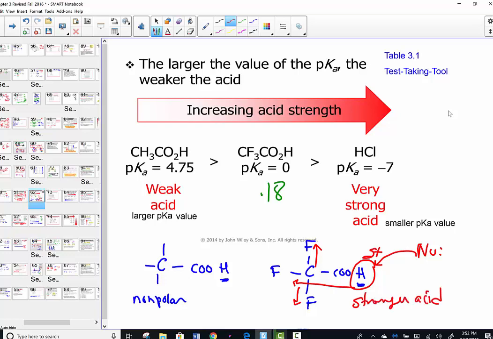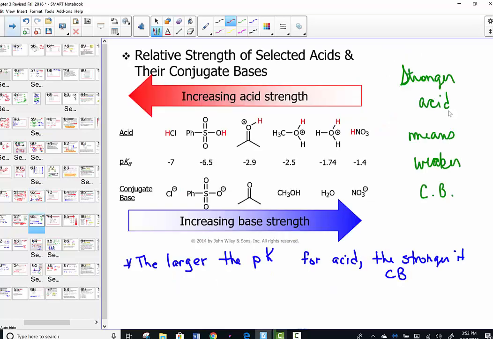Since this is a nonpolar region of the molecule, this is a less positive hydrogen. It's still acidic, but comparatively it's less acidic as compared to the fluorine induction. So just thinking about the molecule, it matters what's attached to it to decide the strength of the acid and base.